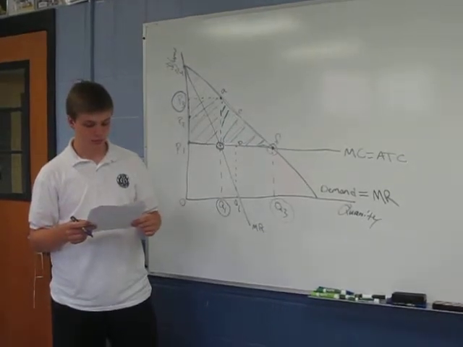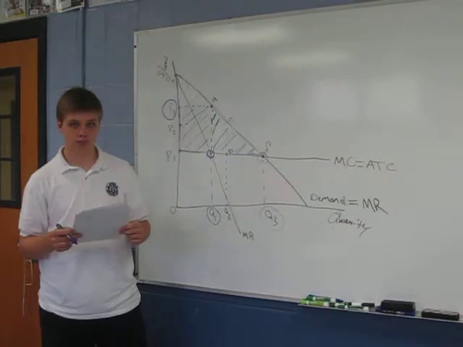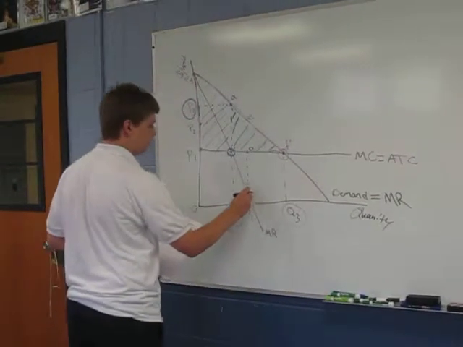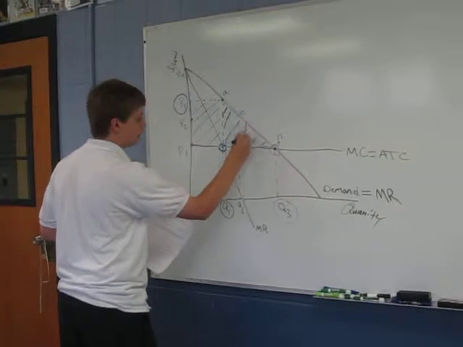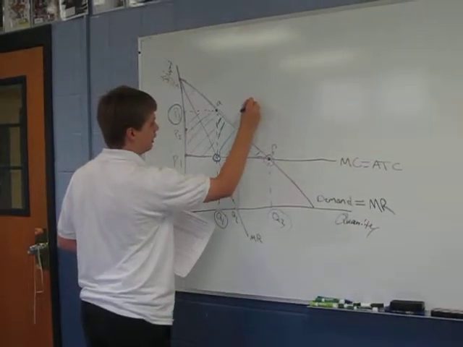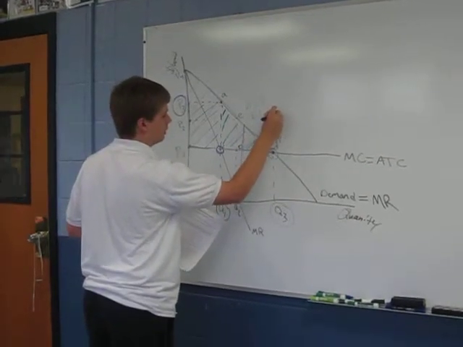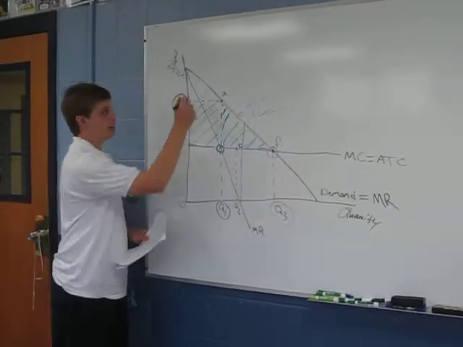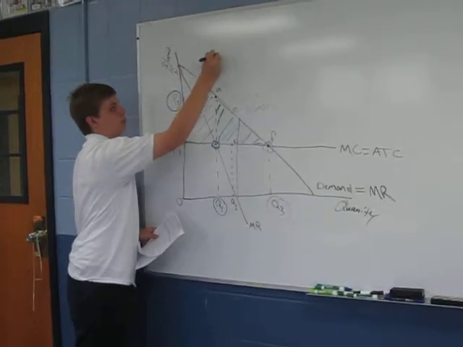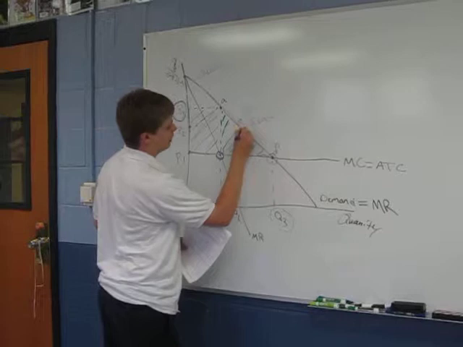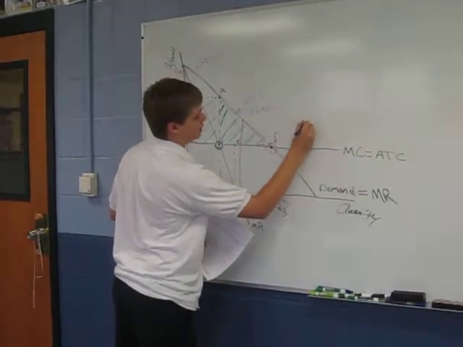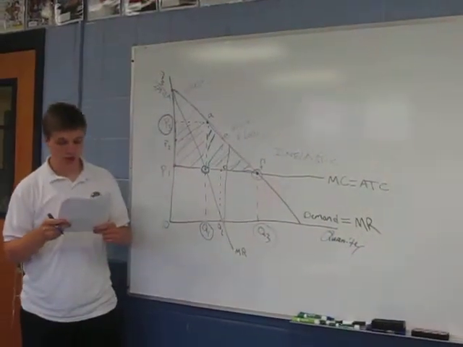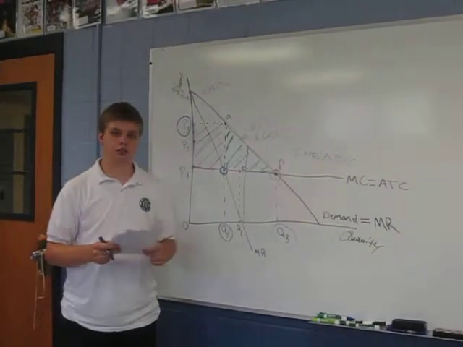Part E. Is point F in the elastic, inelastic, or unit elastic portion of the demand curve? Explain. So where the marginal revenue equals 0 at this point, this line is the unit elastic portion. That line is unit elastic. The quantities to the left of this line is the elastic portion of the demand curve, and the quantities to the right are the inelastic portions. So point F is in the inelastic portion of the demand curve.